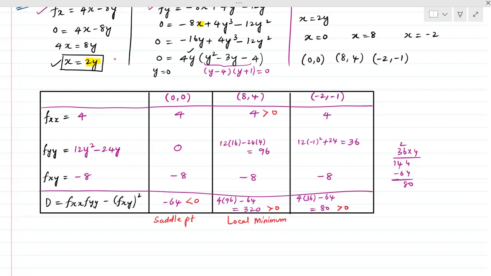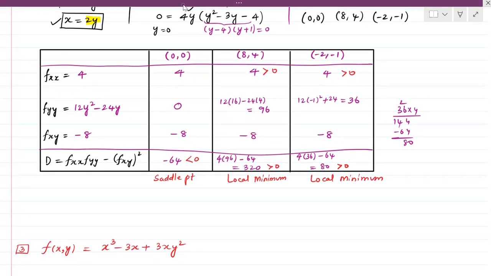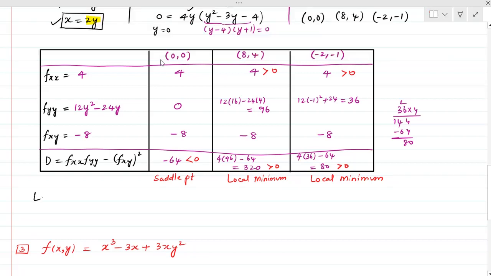Then here more than 0, again it is more than 0. It is also a local minimum. So in order to find the value, I just substitute here. What is the local minimum value at these 2 points? Just substitute in f of (8, 4). Use the calculator, fix the function, and then put the x and y values. You will get directly the answer: minus 2 minus 1 equal to minus 3. So this is the final answer, the local minimum value.